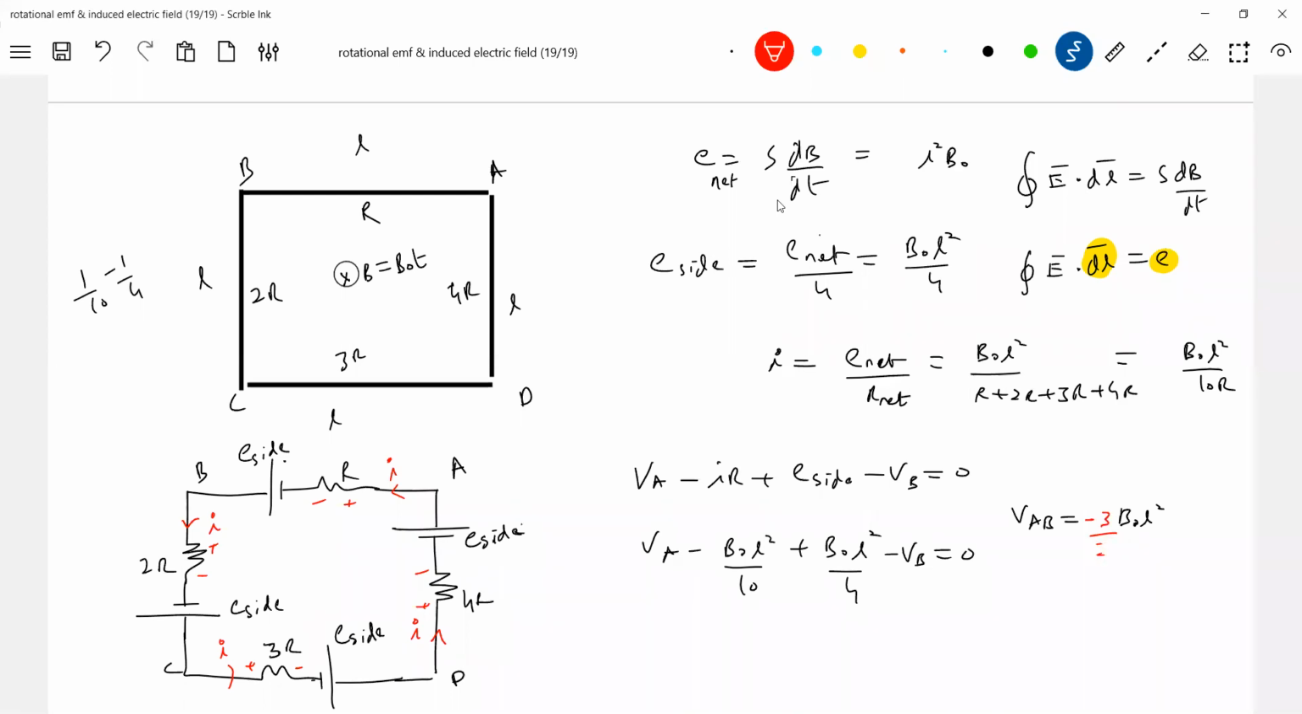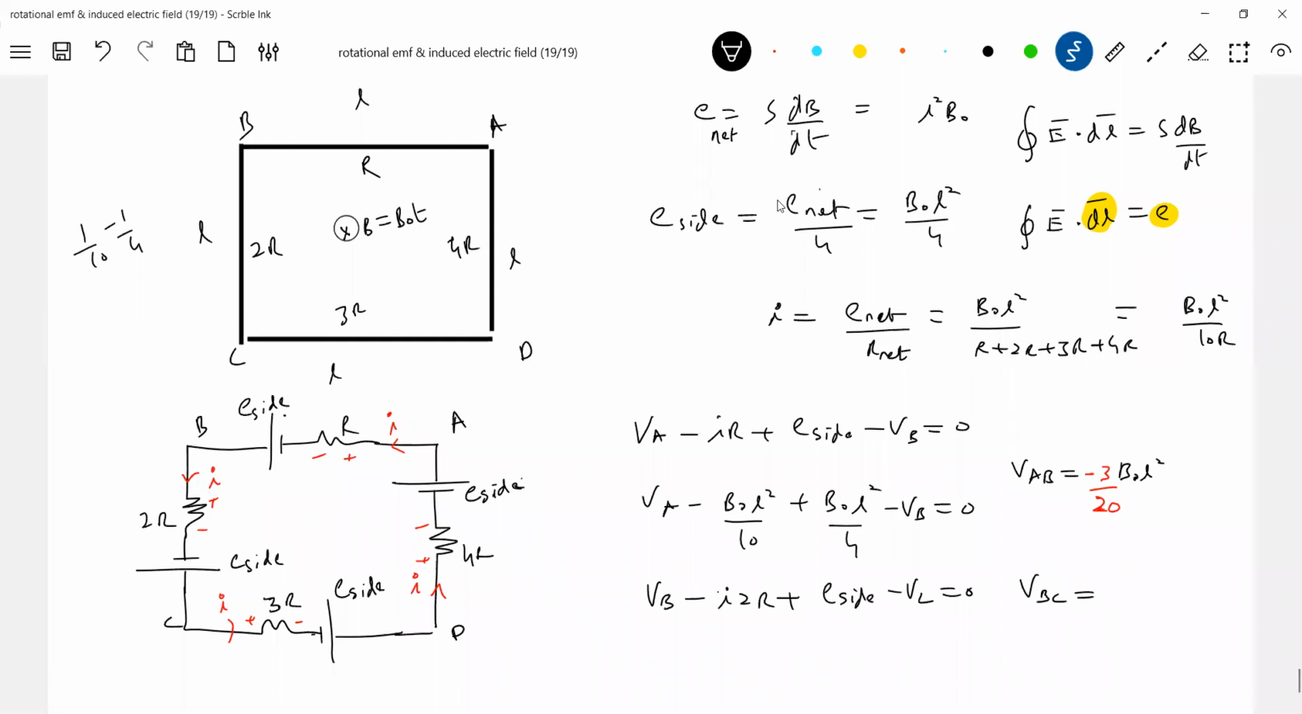Now look at that. Negative sign also indicated. We know current should flow from high to lower potential. No? Look at here, moving from low to higher potential. Let's further calculate VBC. VB minus I into 2R plus E side equal to 0.